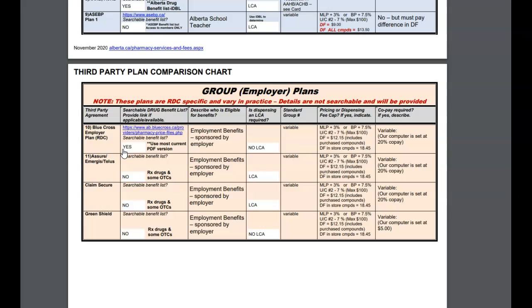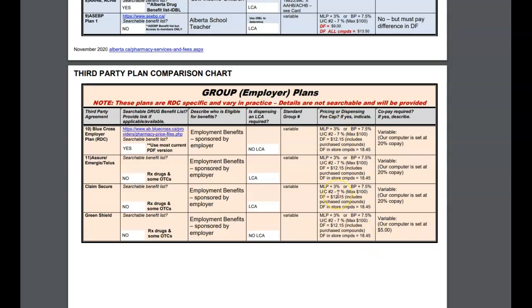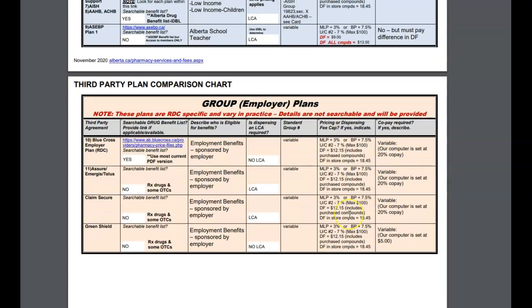So for our Blue Cross employer plan, there is that searchable benefit list, and you could click this link and it would take you to those price files. Make sure that you would be using the most current PDF version. As far as the co-pays, again, these wouldn't have been provided to you. You wouldn't have been able to populate this, but you can do so now as I've provided this information to you. So the co-pays for these first 3 plans, we've determined that all of them will have a 20% copay, and then our Green Shield folks are going to have a $5 copay. All of the pricing and dispensing fees are consistent. You'll see that was pre-populated for you.